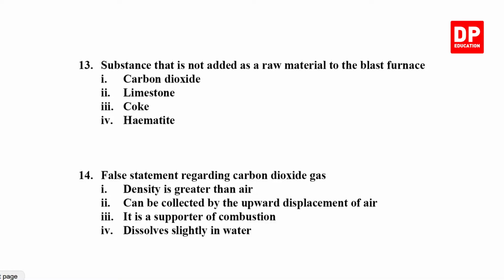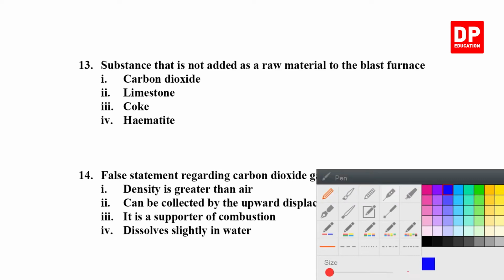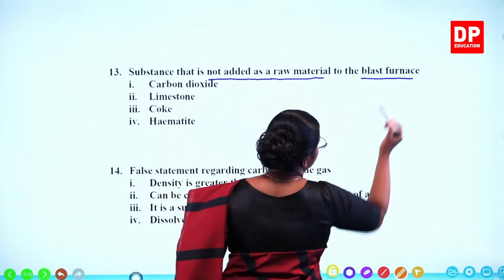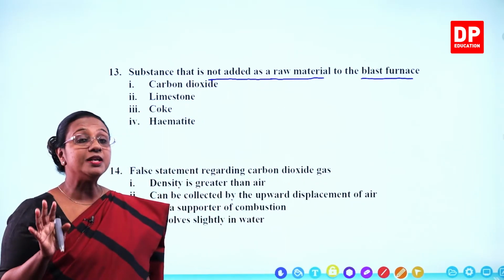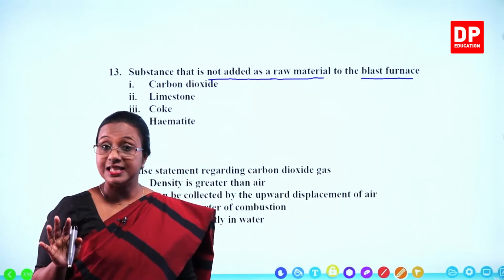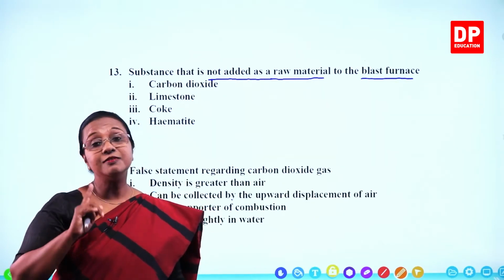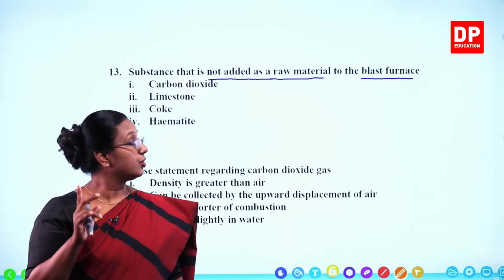So this is question number 13. Substance that is not added as a raw material to the blast furnace. Look at the question carefully, students. So what does it say? Substance not added as a raw material to the blast furnace. So you all know what blast furnace is. What is that? That is the structure that is used to extract iron from its ore. So you all know that.